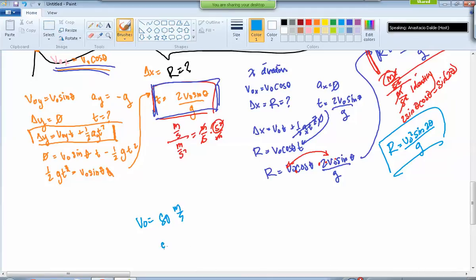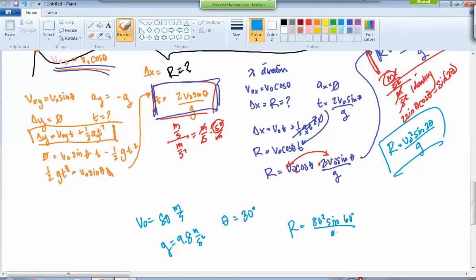What's gravity? 9.8 meters per second squared. What is theta? At what angle would you like to shoot this? Let's make it 30 degrees. All right, here's what I want you to do. Figure out R equals 80 squared times the sine of 60 degrees divided by 9.8. By the way, why did I use 60 degrees?